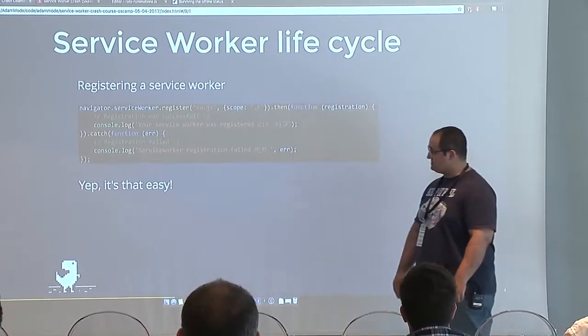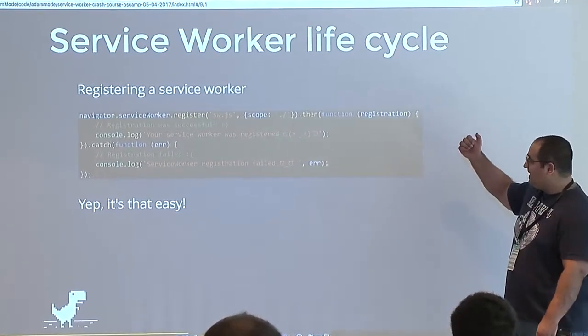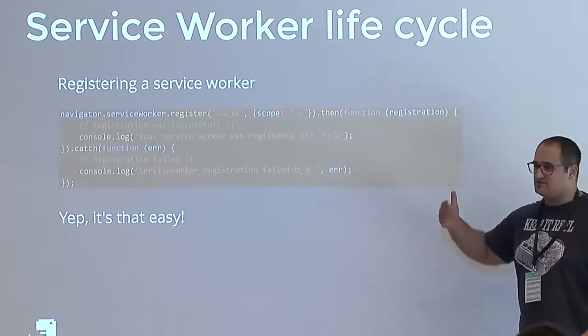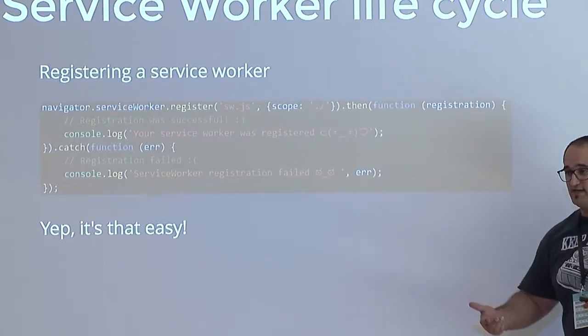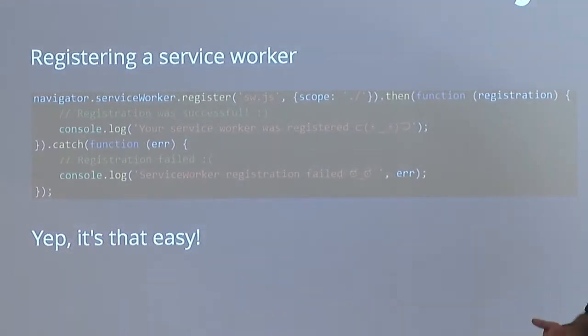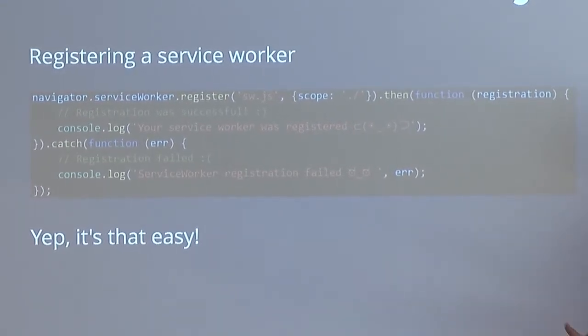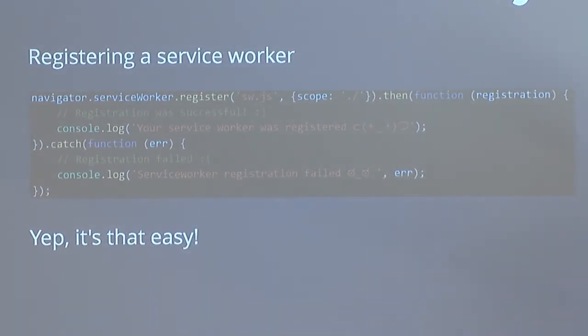First, I have to register it. It is this simple. It's not a lot of code. Because service workers work async by default, you're always going to be working with promises. I'm assuming all of you know what a promise in JavaScript is. I'm not going to talk about how they work, but it's basically a way to work asynchronously, a little bit better to avoid the callback hell that we used to have in JavaScript a few years ago.